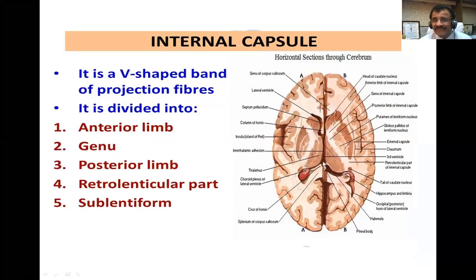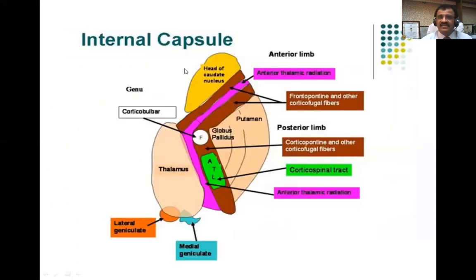In this diagram, this is a horizontal section through brain. You can see white matter in the gray matter because internal capsule is made up of white matter. This is a V-shaped structure here. You can see the V-shaped structure on both the sides, on 2 hemispheres. Both the internal capsules are shown here. So it is a V-shaped band of projection fibers. It is divided into anterior limb, genu, posterior limb, plus retrolenticular part, and sublentiform part. Here you can see the internal capsule, V-shaped band of white matter.